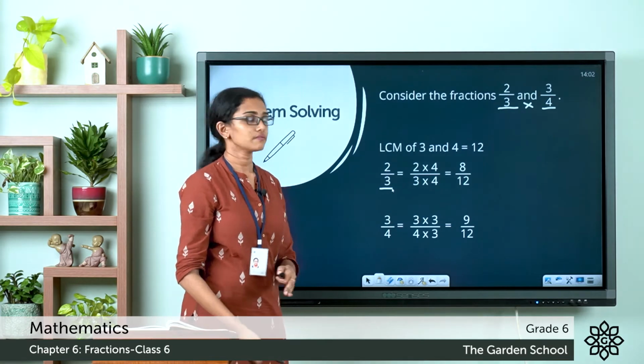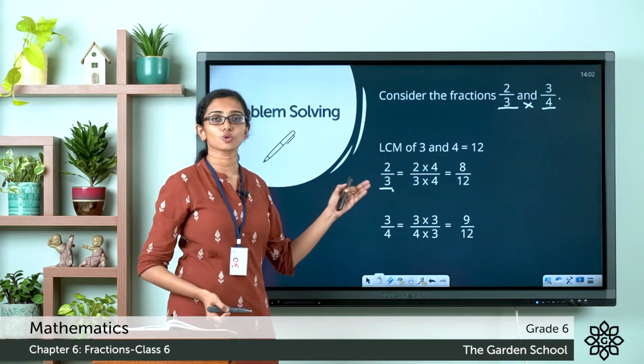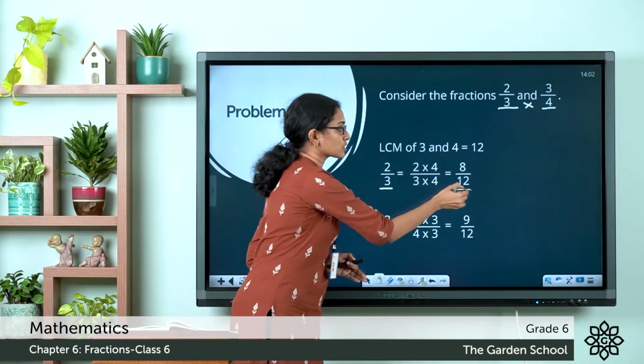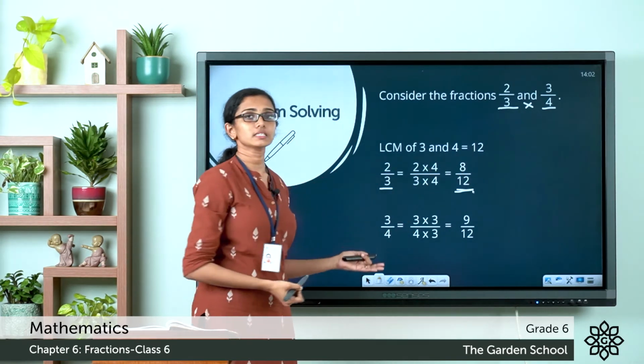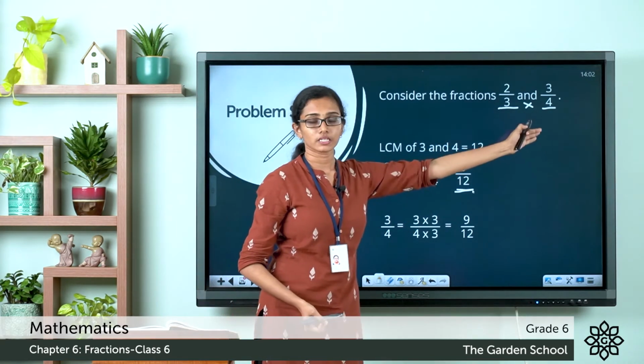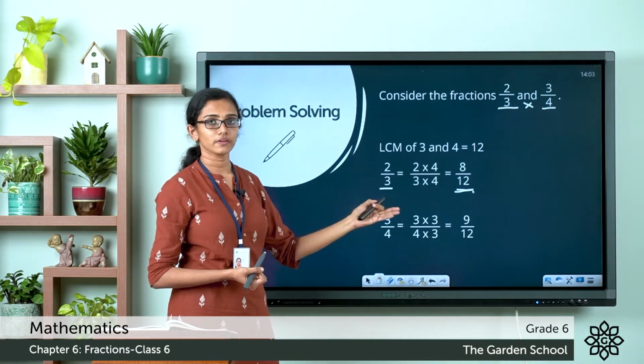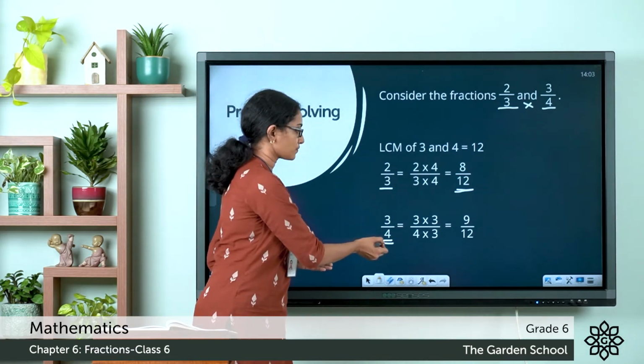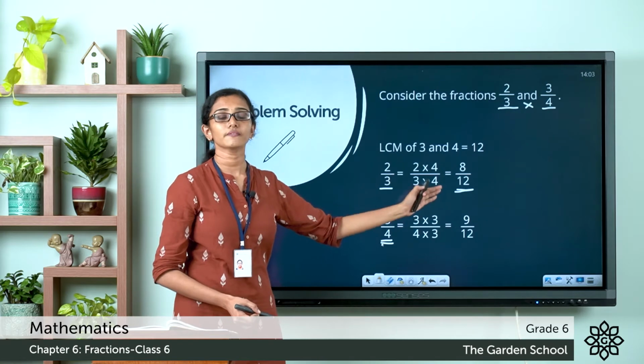So this is an equivalent fraction of the given fraction 2 by 3, and here we have changed the denominator to the LCM of the original denominators. Now the second fraction 3 by 4, here the denominator is 4. We need to change it to 12, the LCM.